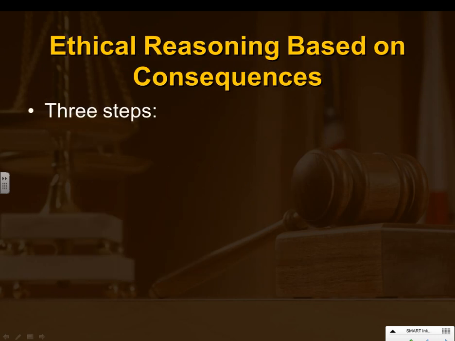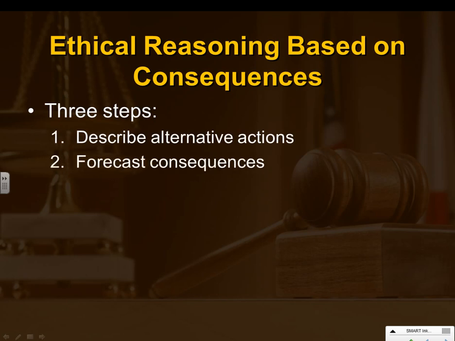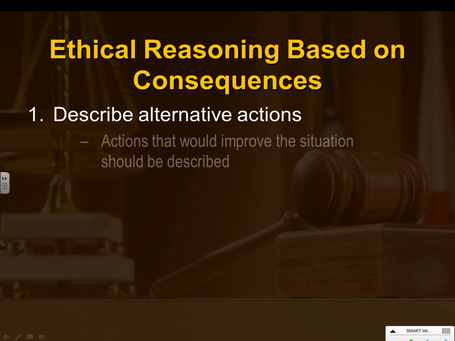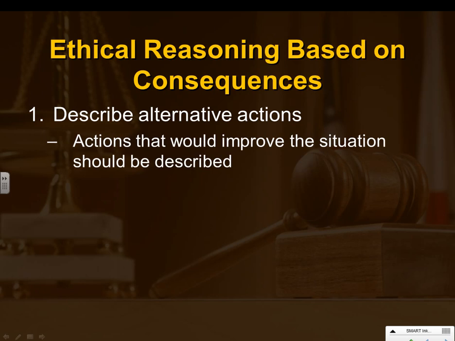Consequence-based reasoning first looks for alternative ways to alter the current situation. Then it attempts to forecast the consequences that will arise from each alternative. Finally, it evaluates those possible consequences to select the alternative that will generate the greatest good. Let's take a look at those in more depth. First, describe or list the alternatives that would improve the situation in order to then evaluate them.